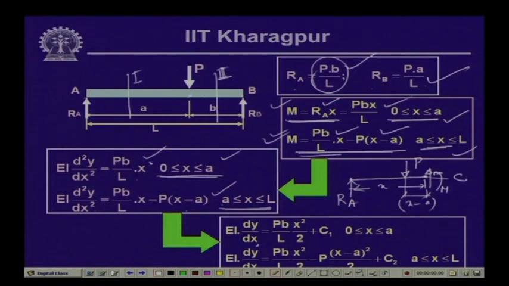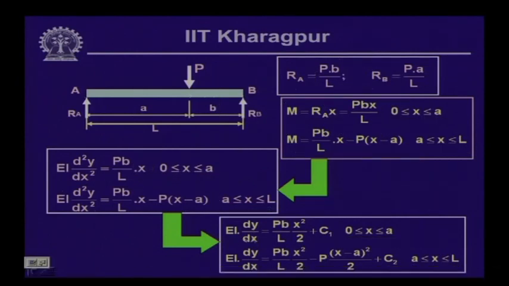b by L. Now, x will give us x square by 2 with a constant of integration C 1, and again the validity is between 0 to A. And for this particular expression, if we integrate, we have E I dy dx is equal to P b by L x square by 2 minus P times x minus a square by 2 plus another integration constant which is C 2, and the validity of this particular expression is between A and L. So, these are the expressions for dy dx.